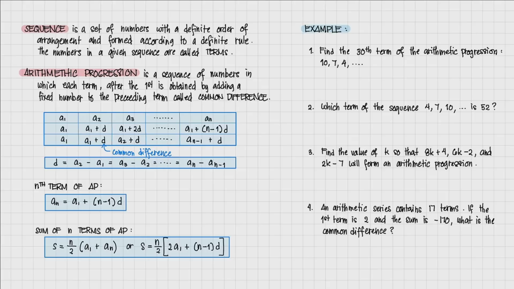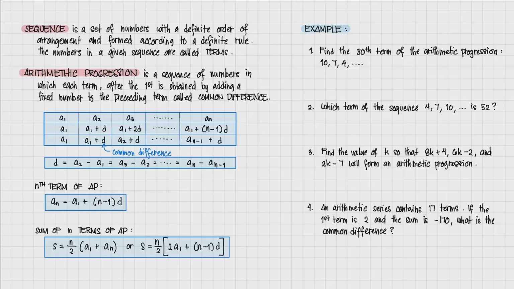Now, to get the common difference, as I said earlier, you're just going to subtract the preceding term from the term after it. So you're going to subtract A1 from your A2, or A2 from your A3. Alright? So to solve for the nth term of an arithmetic progression, this is our formula. The nth term of our AP would be equal to your first term plus the number of terms minus 1 multiplied by the common difference.